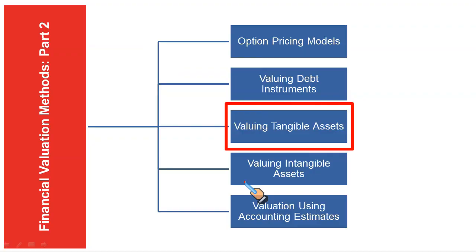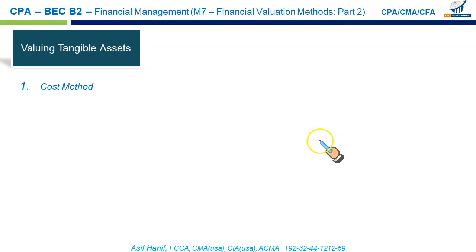Now the next area we have is valuing tangible assets. Tangible assets means you're talking about the assets that you can touch, like your plant, your furniture, vehicles, properties, so on and so forth. Many assets we have that are tangible, that exist in physical form. How do we value them?